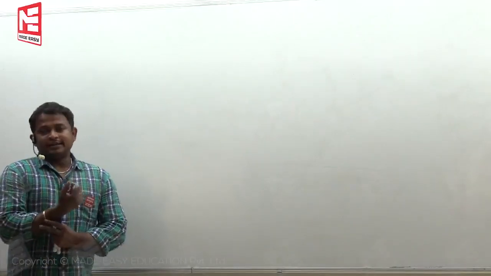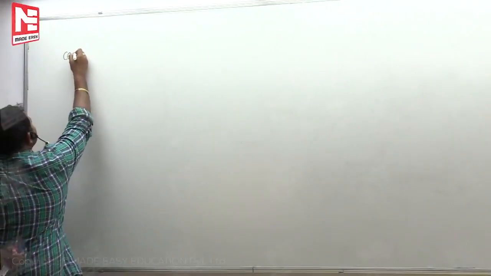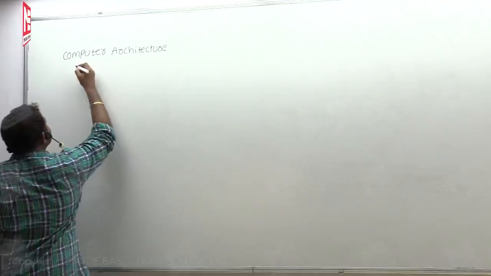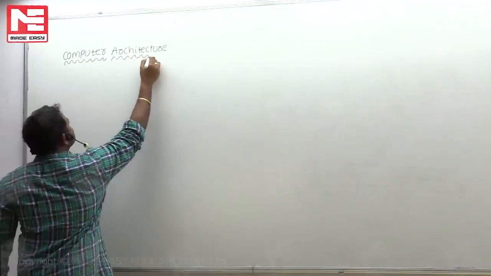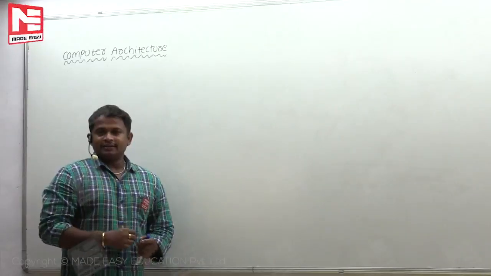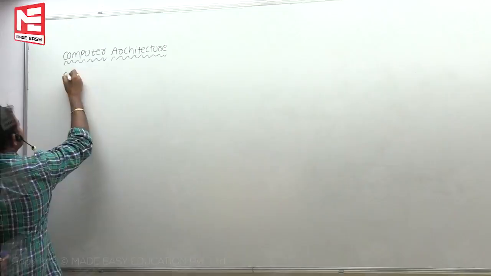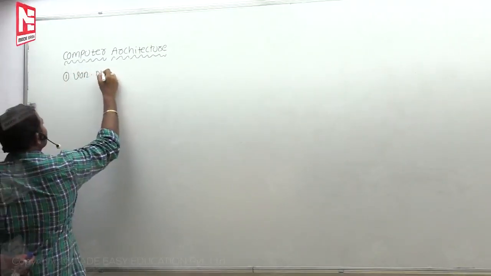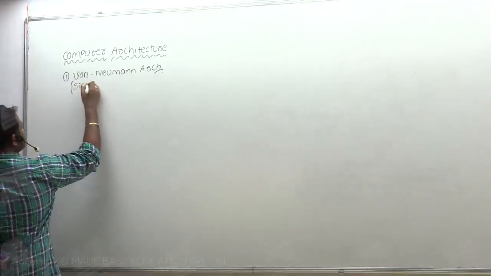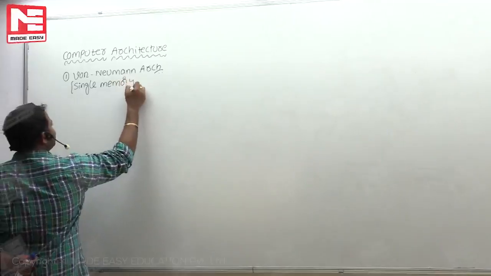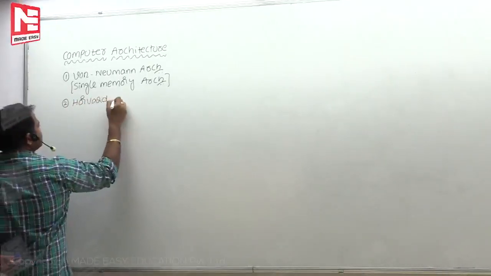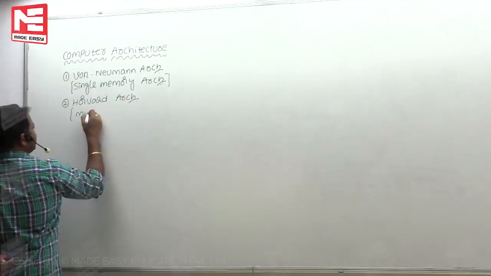Next concept is computer architecture. Based on the program storage, computer architecture is classified into two types, named as the von Neumann architecture, that is a single memory architecture, and second is the Harvard architecture, named as a multi-memory architecture.